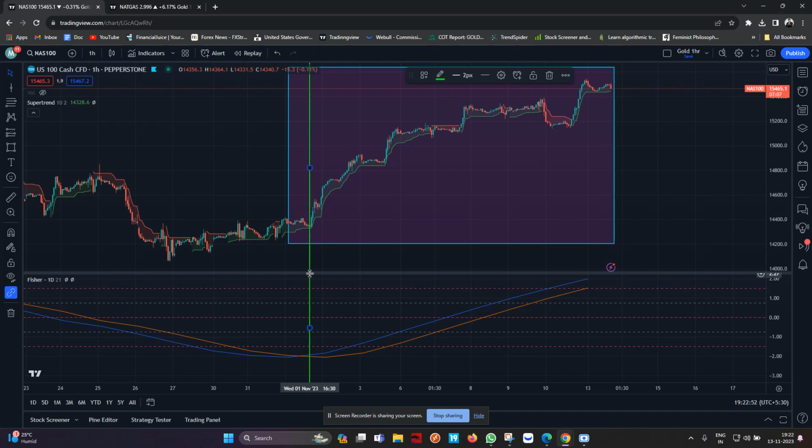This part is something that the trader has to do. They have to follow the price and trade accordingly. So this is a signal. This is as clear as day. The price is hugging the Supertrend support. The Fisher has just broken out. It's a very good entry.